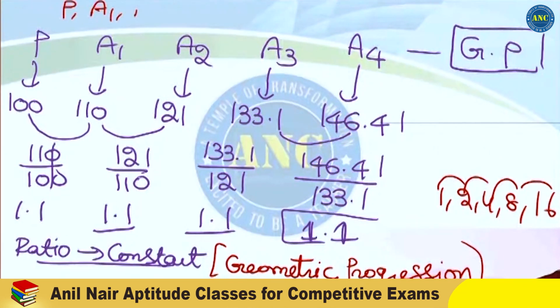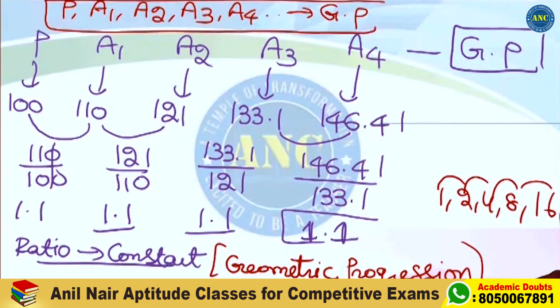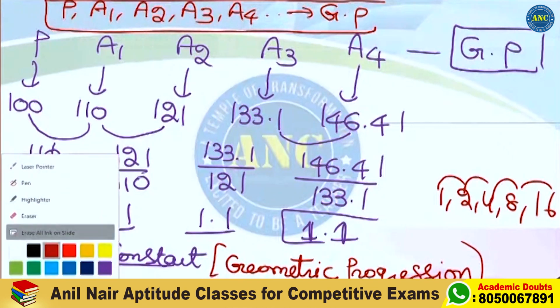Principal, amount at the end of first year, amount at the end of second year, amount at the end of third year, amount at the end of fourth year. All these are in which progression? Geometric progression. Please write down. Whereas in case of simple interest, P, A1, A2, A3, A4 are in arithmetic progression. Simple interest follows arithmetic progression. Compound interest follows geometric progression. I hope the idea is clear.